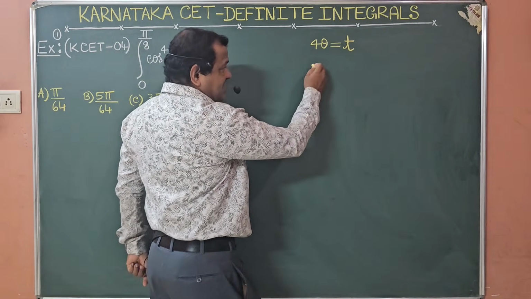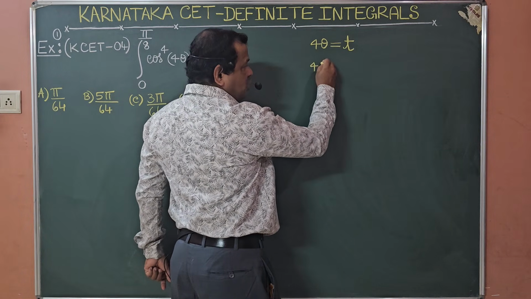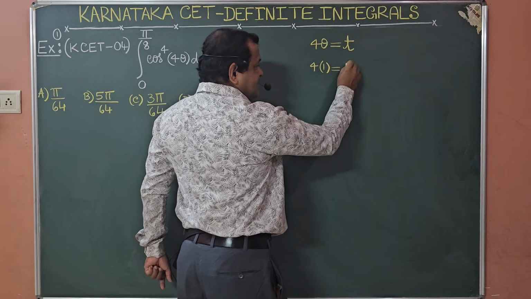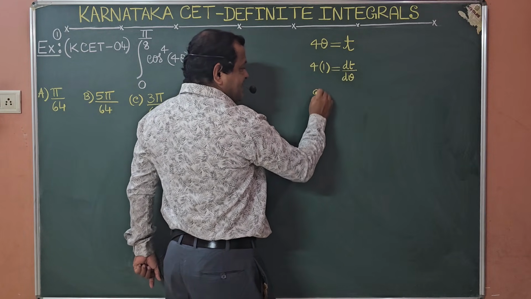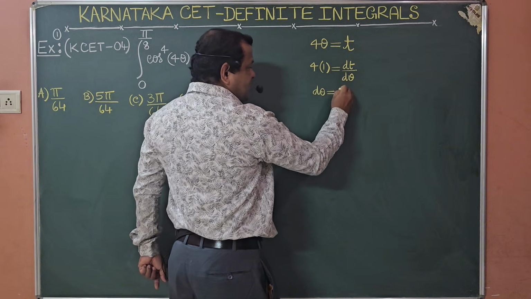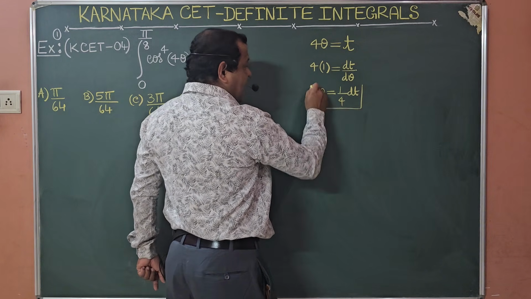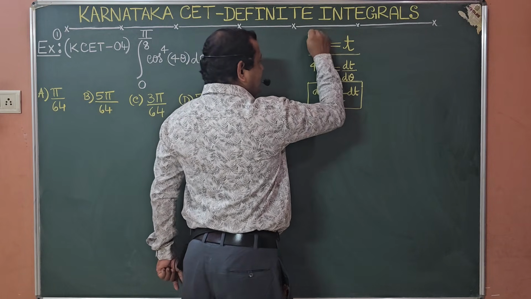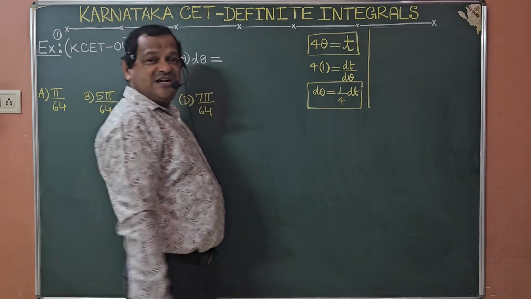And I differentiate this with respect to theta. Say 4 into, this is 1 d by d theta of theta 1. This is dt by d theta. Therefore, I need d theta, which is 1 by 4 dt. So these are the two changes. This is one change. This is the first change. Also, there is a change in limits of integration.